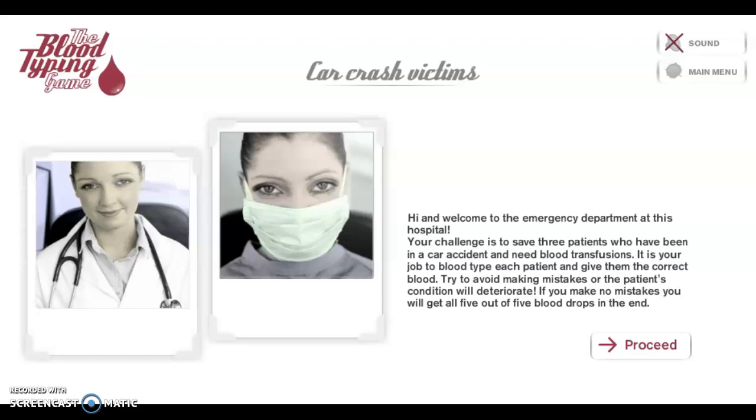All right, we're going to play the blood typing game together to see what we can learn about how we determine the blood type for people and how we can safely give transfusions.